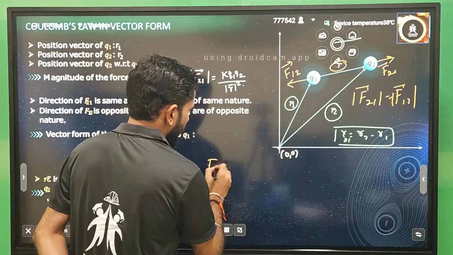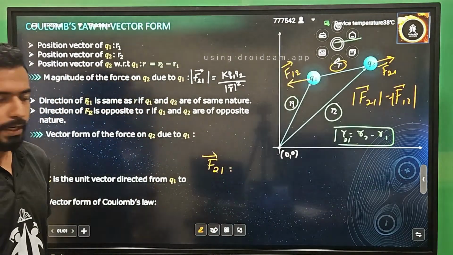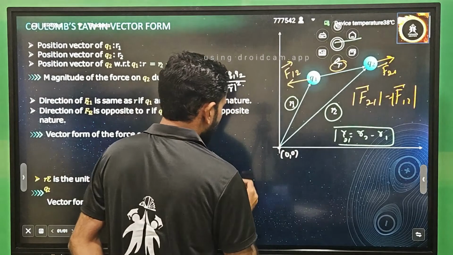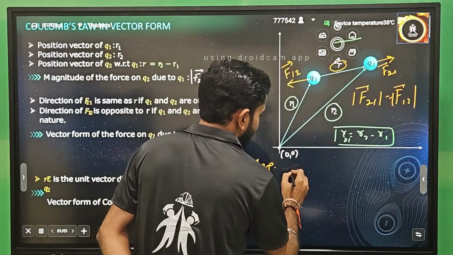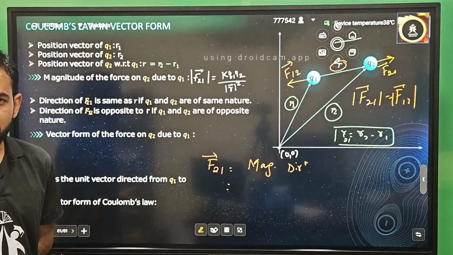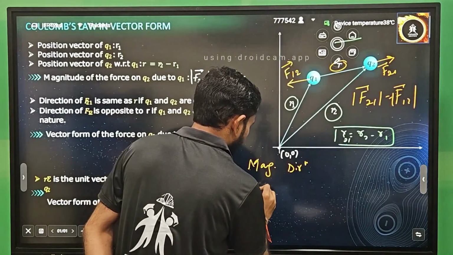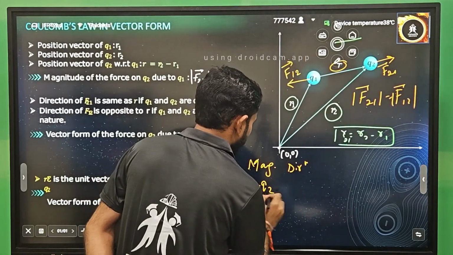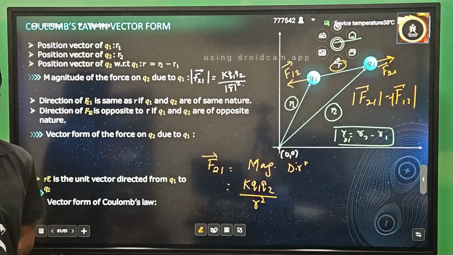Let's suppose I want to write force on 2 due to 1. Correct? I want to write force on 2 due to 1. So how will I write? I will write firstly the magnitude part, and then I will write the direction part. Simply for writing any kind of vector, these are the two basic things that are required. The magnitude part I already know, it is what? K q1 q2 divided by r square. R square is the square of your final vector.